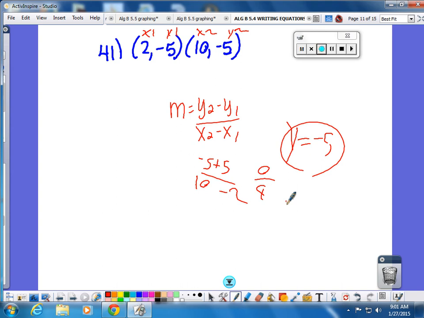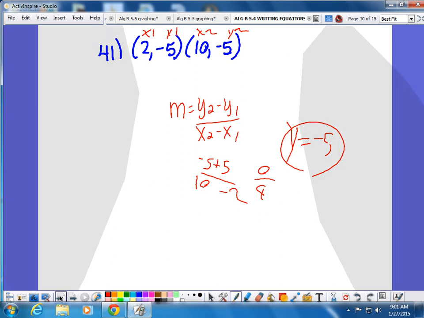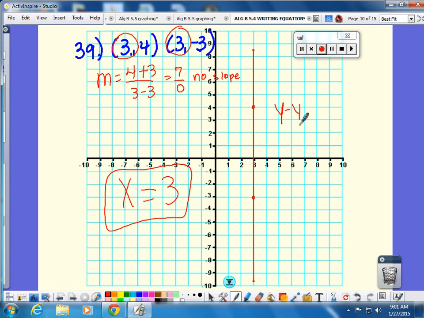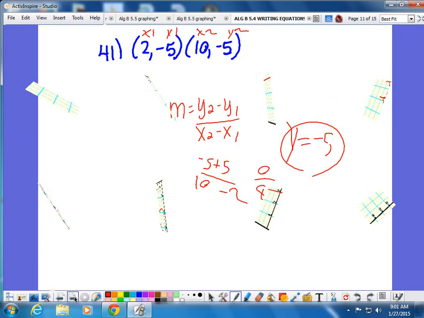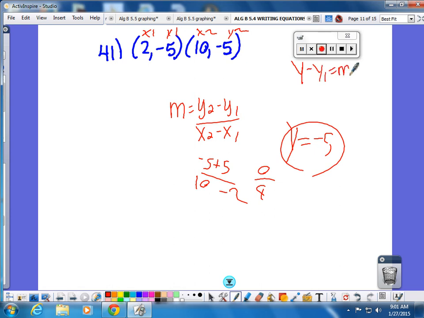Now I want to point something out to you. On that last equation, the vertical line, it had no slope. Is it possible then to use point slope form where you have to plug in slope? No. But since this one has a slope of 0, is it possible to plug it in? Yes. What's 0 times anything? 0. So if I had y minus a negative 5, y plus 5 equals 0, and I subtracted 5 from both sides, guess what I get? Or I can do it in my head. Make sense? Okay, let's see what else we've got here.